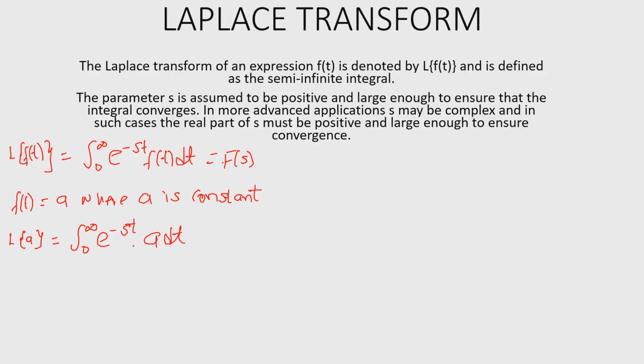So now you notice that this is an integration, right? This a is a constant, so when you want to integrate anything, you take out the constant. So we are going to have a outside, then we have e raised to the power of minus st dt. So what do you do at this point? What you are going to do here is integrate this, using integration by substitution. Let u be equal to minus st, right?